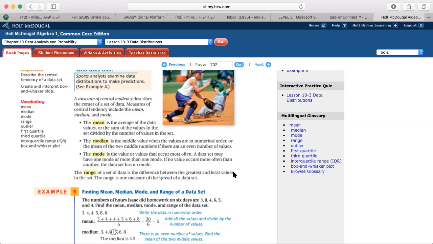The range of a set of data is the difference between the greatest and the least. And we solved some problems for this one. And now we're going to learn another thing, which is called a box and whisker plot. Let's go to page 704.